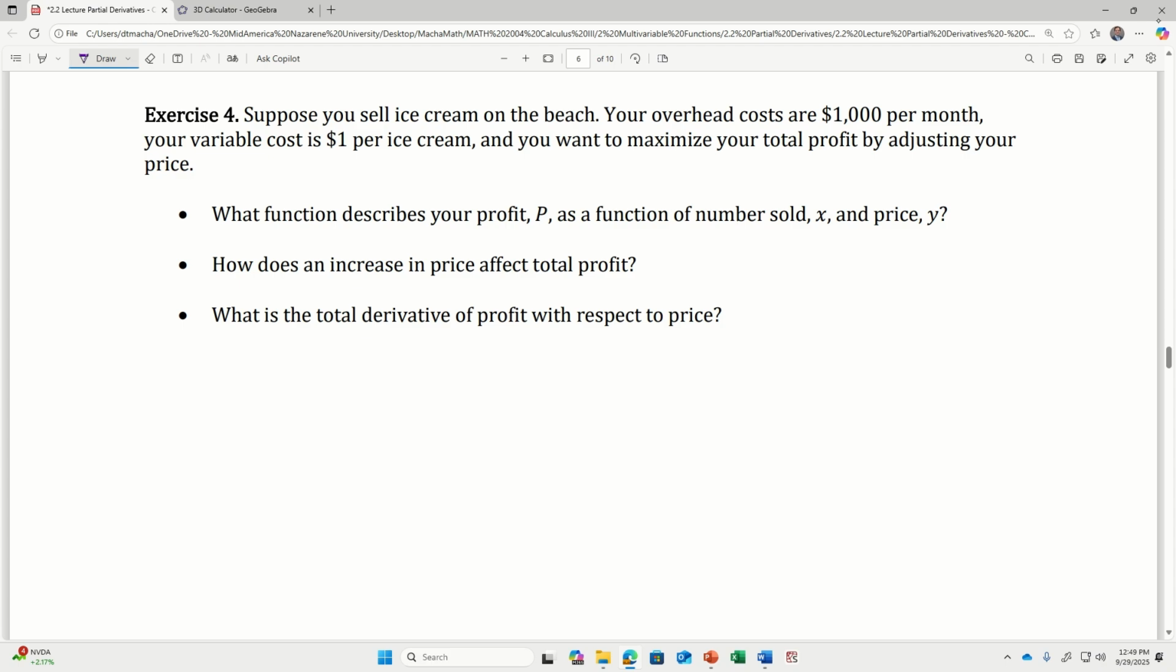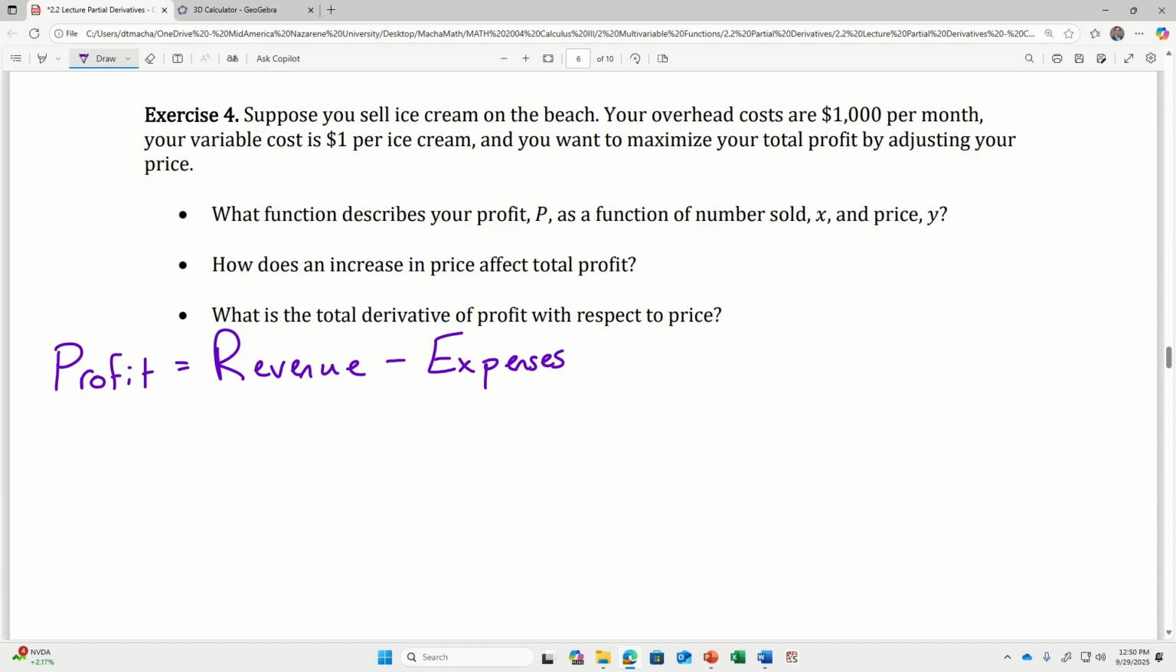So profit is revenue minus expenses. Giving you a free business lesson here. Revenue is the total amount of money coming into your business. Expenses is the total amount of money that leaves your business.